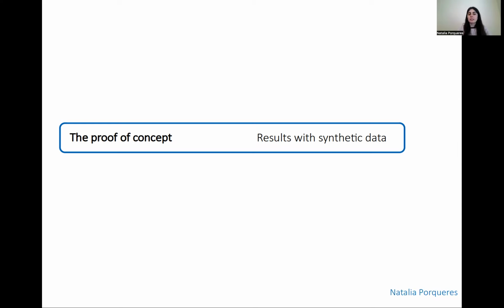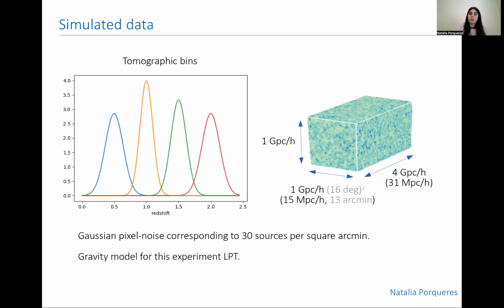Okay, so we did a proof of concept with simulated data. What we want to see here is the constraining power of this method. We simulated some data in a box that is 1 gigaparsec square on the sky, 4 gigaparsecs in the line of sight. This corresponds to 16 square degrees and 13 arc-minutes of resolution. We use 4 tomographic bins, which are just Gaussian redshift bins distributed between 0.5 and 2. That is what this box covers.